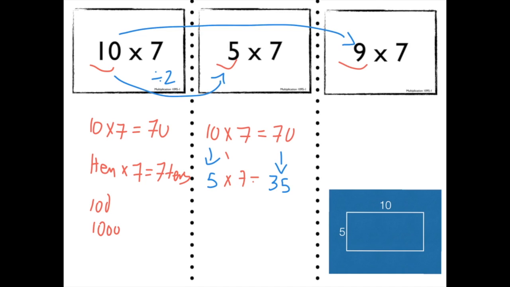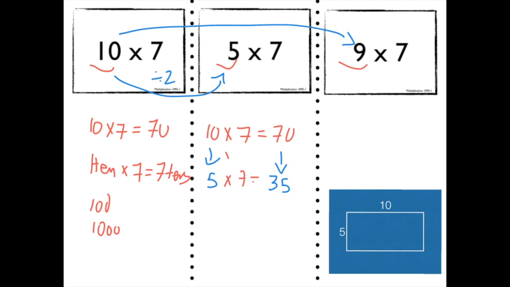Our strategy for multiplying by 9 is really, really important. It really goes a long way with helping students use estimation when they multiply by any number that is close to a multiple of 10, whether it be multiplying by 99 or 999, or even being able to see the relationship between numbers like 50 and 49.